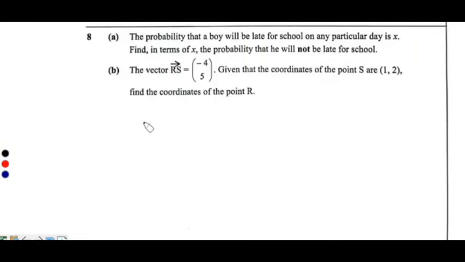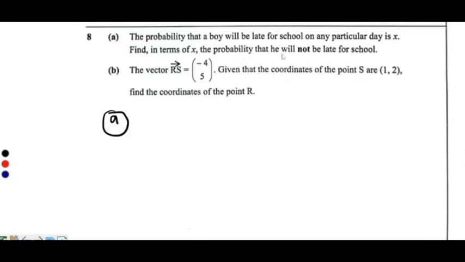Okay, so we've come to question 8. Under question 8, we have two questions, A and B. So we are going to start with question A. The probability that a boy will be late for school on any particular day is X. Find in terms of X the probability that he will not be late for school. So they want you to find in terms of X the probability that he will not be late for school.